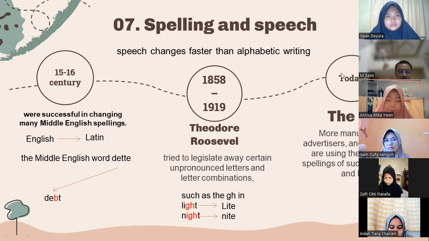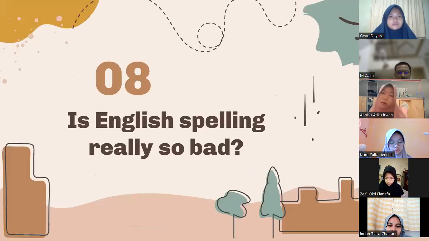And today, many more manufacturers, advertisers, and shop owners are using the shortened spelling of such words as lit, light, and bright. It's become the same as like and light and night. So many people today are using this word in advertising, shop owners or something like that. Okay, we come to the English.